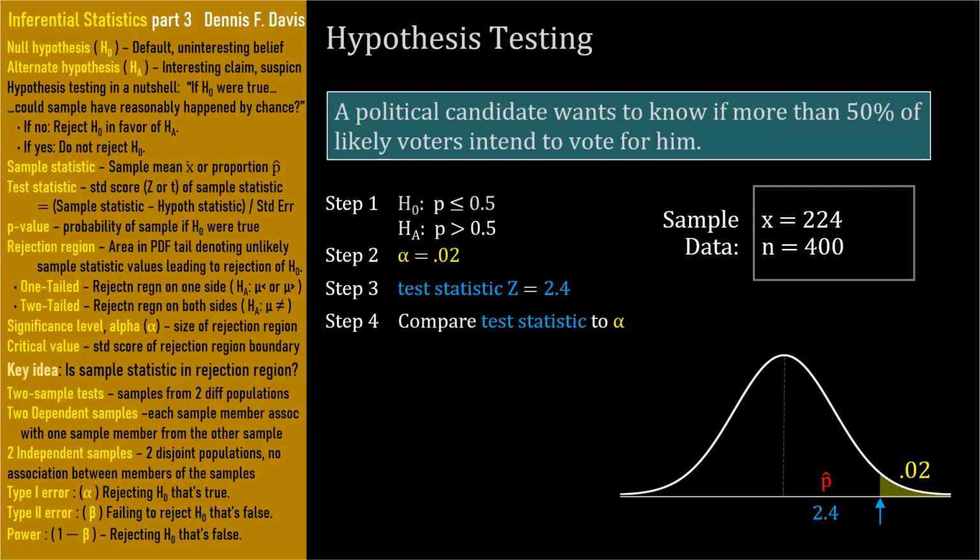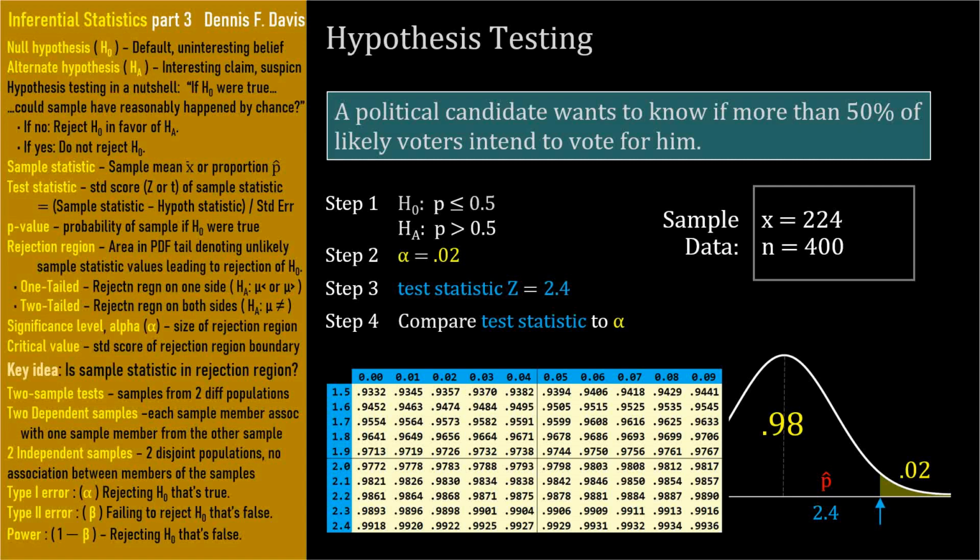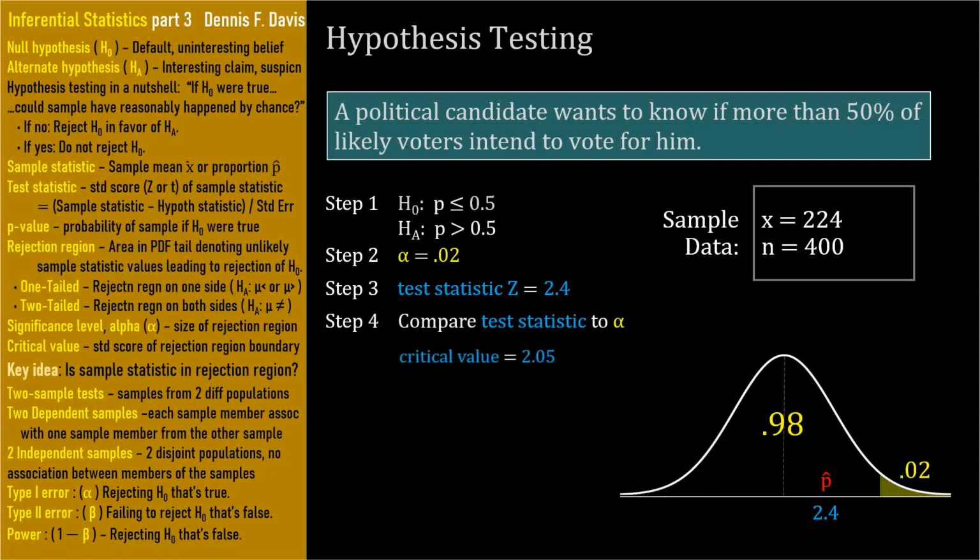Since we want to get a blue score from the z table, we need to look up a yellow probability. The probabilities in the table are to the left of the score, that is, the probability up to z. The rejection region to the right of the boundary point is 0.02, so the probability to the left is 0.98. We look up yellow 0.98 in the body of the table. It looks like 0.9798 is the closest, and that probability corresponds to a z-score of 2.05. So the z-score at the rejection region boundary, the critical value, is 2.05.